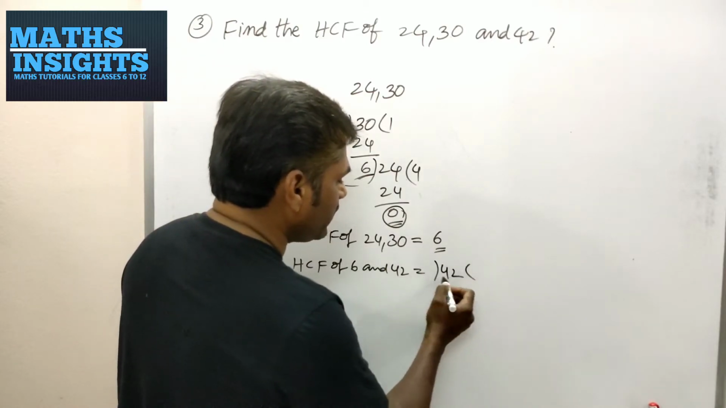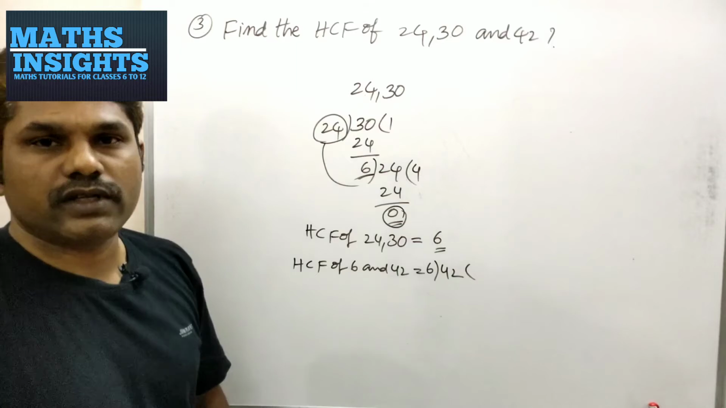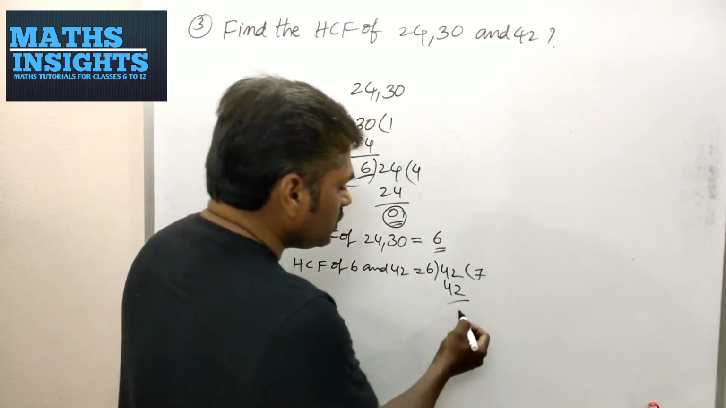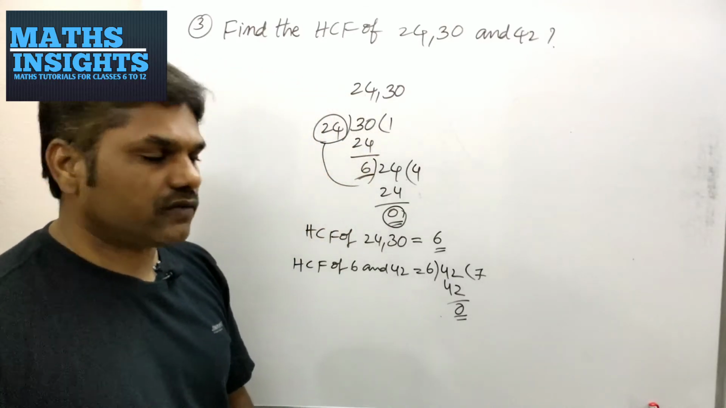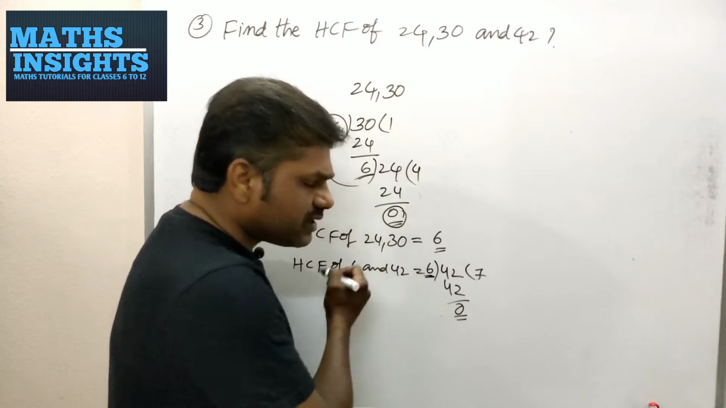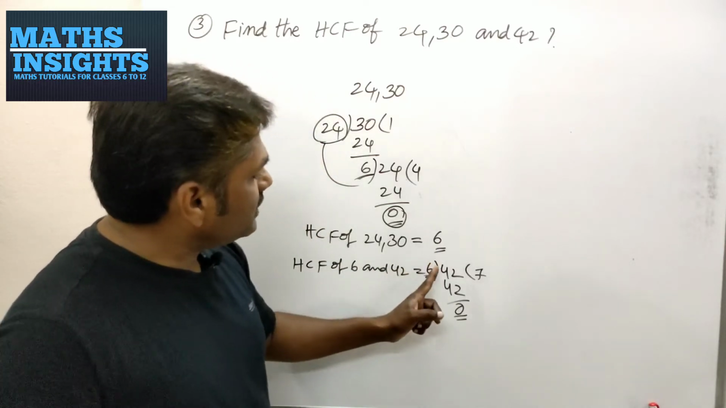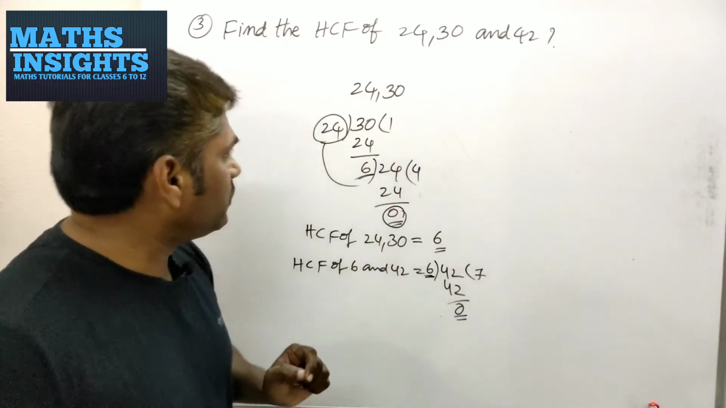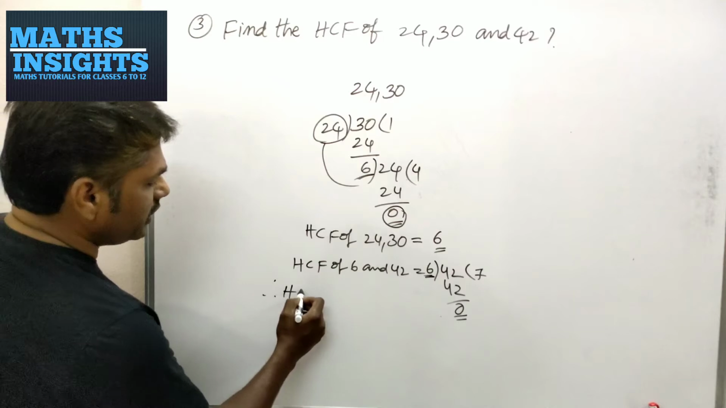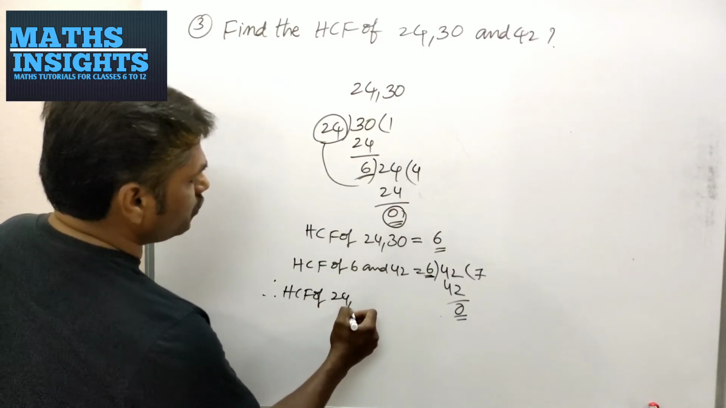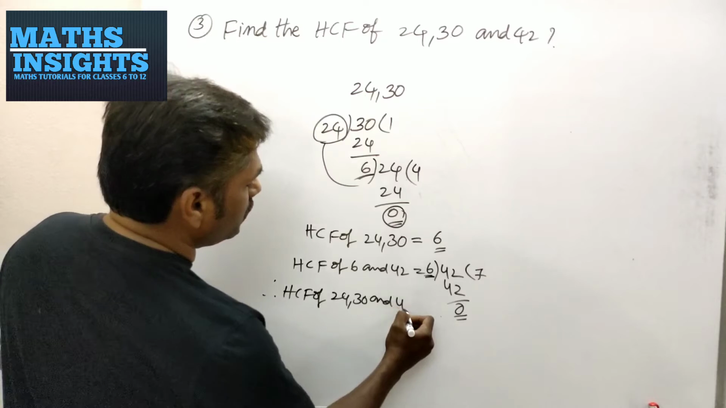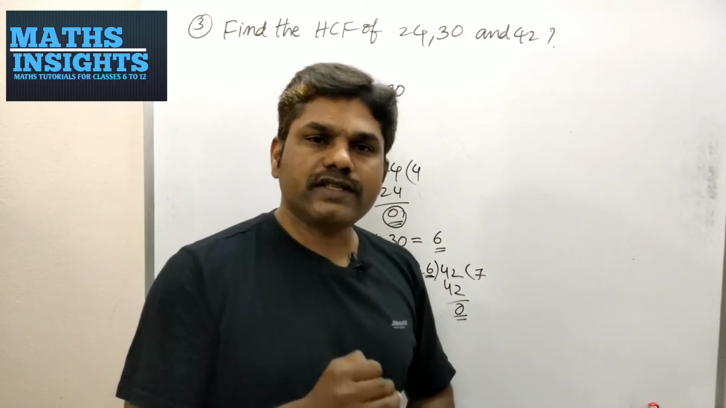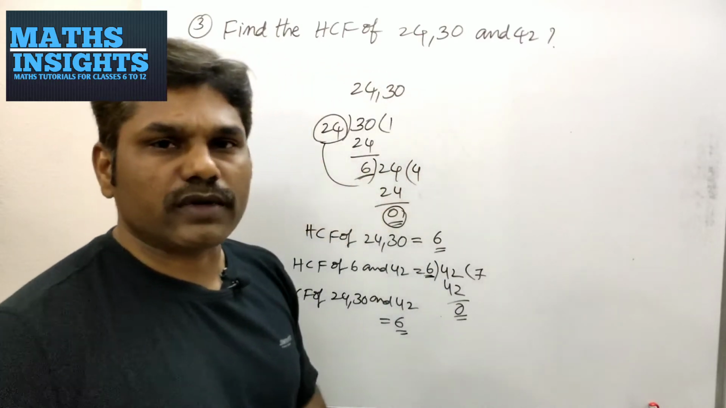42, I am dividing the bigger number by the smaller number. 6 sevens are 42. So you got 0 in the first step itself. Therefore, this divisor is the HCF of 6 and 42. Therefore, this 6 will become the HCF of the three numbers. Therefore, the HCF of 24, 30 and 42 is equal to 6. In this way, it is somewhat easy to find the HCF of any number of numbers.